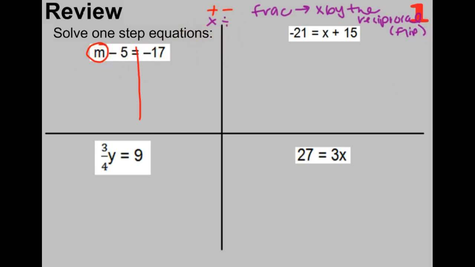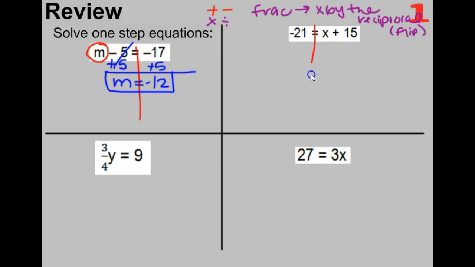So first, I see m minus 5 equals negative 17. The opposite of subtracting 5 would be adding 5. Make sure you're showing your work. So we have m, and then negative 17 plus 5. There's more negatives. 17 minus 5 is 12, or just plug it in your calculator. So our answer is negative 12.